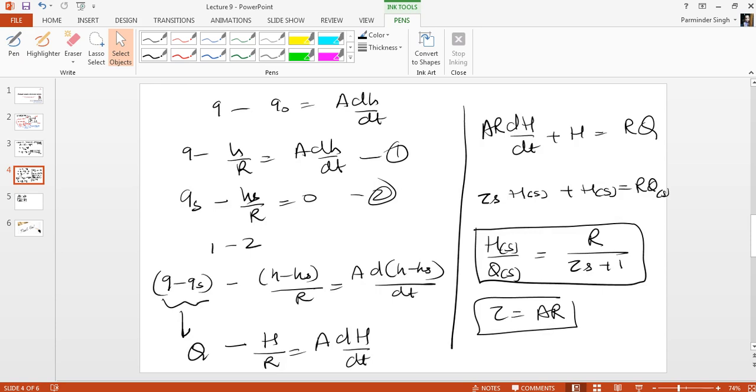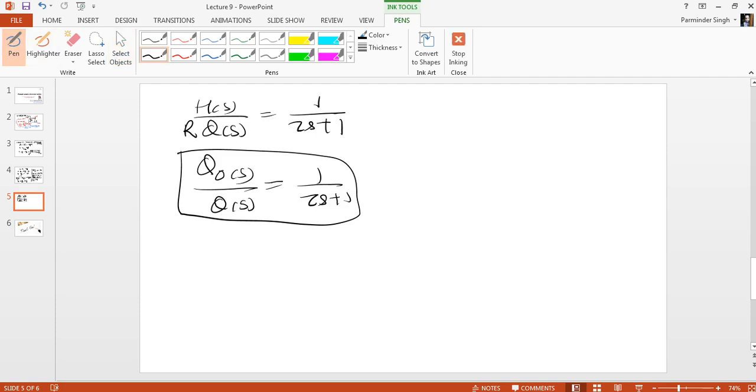This was how the head varies with the inlet, sorry, and this is how the outlet varies with the head. So you can see in both the cases it comes out to be again first order, which is 1 upon tau s plus 1. Now we know if the inlet, that is Qs, varies sinusoidally, varies step, or varies impulse, so how does the head or the outlet vary?